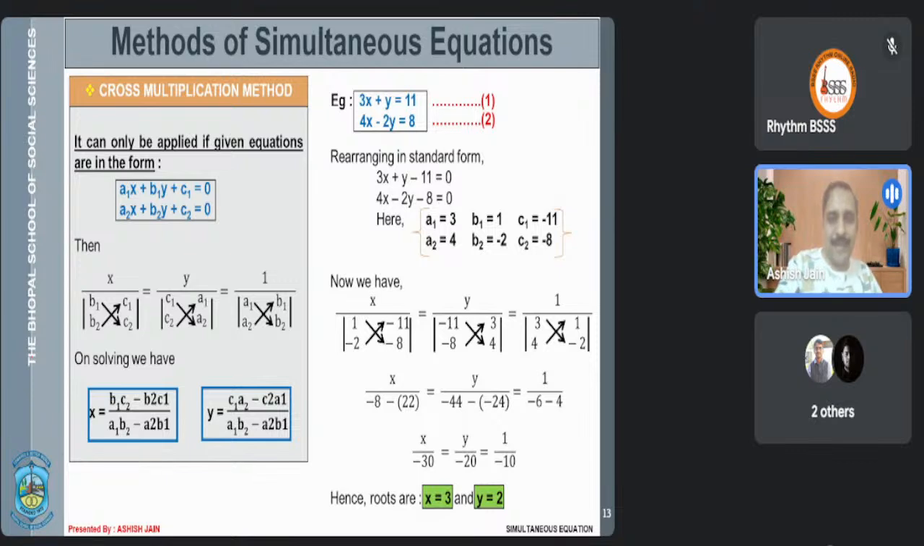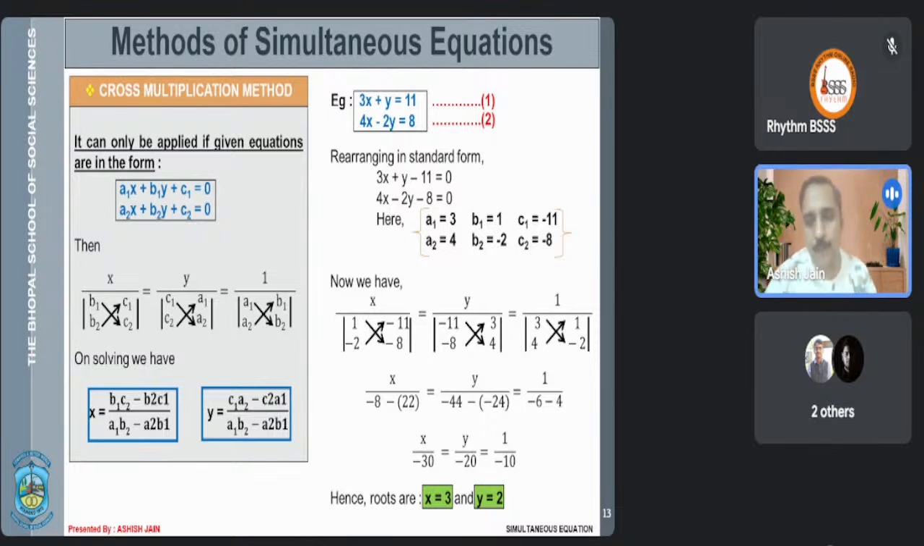So it is 3x plus y. I take this 11 this side. It becomes minus 11 is equal to 0. And we have 4x minus 2y minus 8 is equal to 0. Now this is in the standard form. ठीक है, अगर स्टैंडर्ड फॉर्म में नहीं होगी तो पहले हमें स्टैंडर्ड फॉर्म बनाना पड़ेगा.